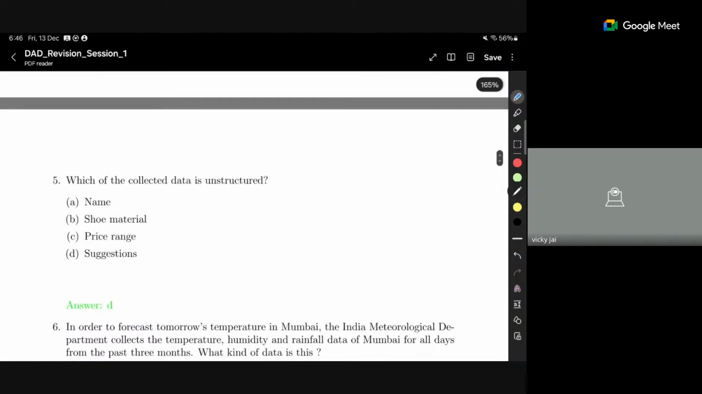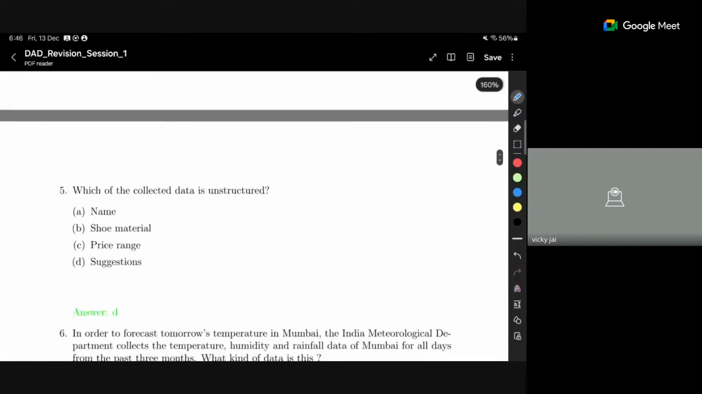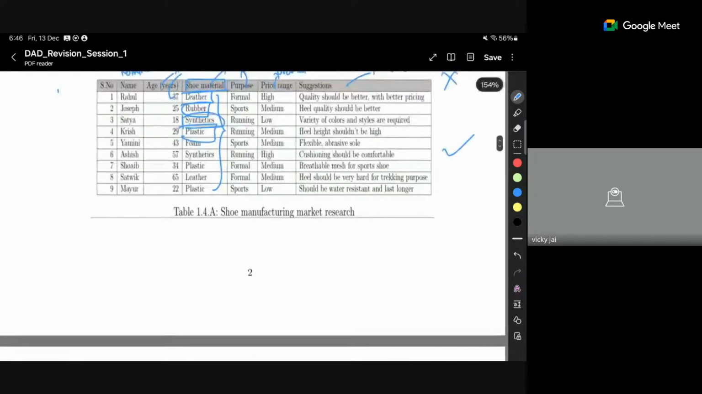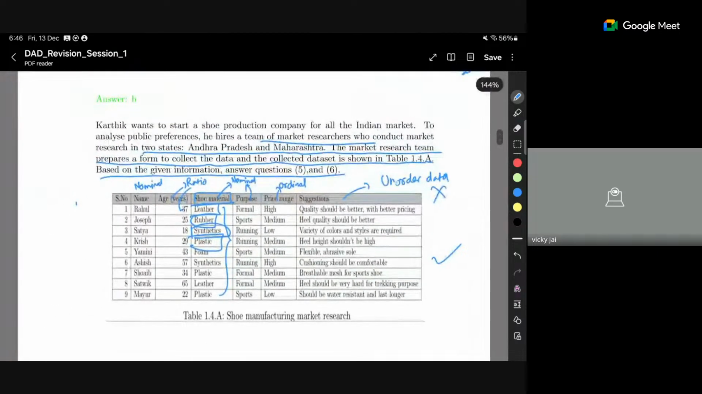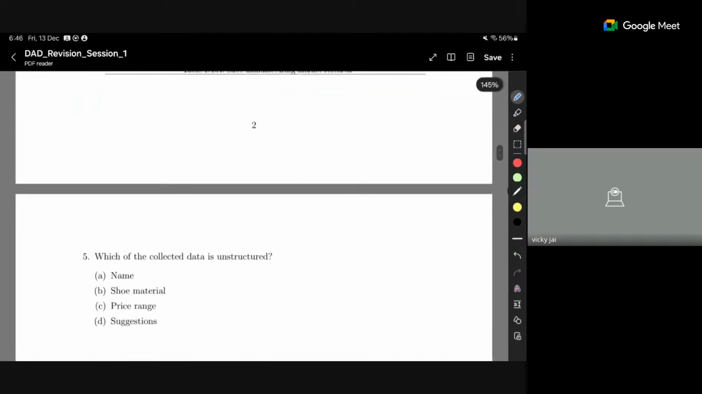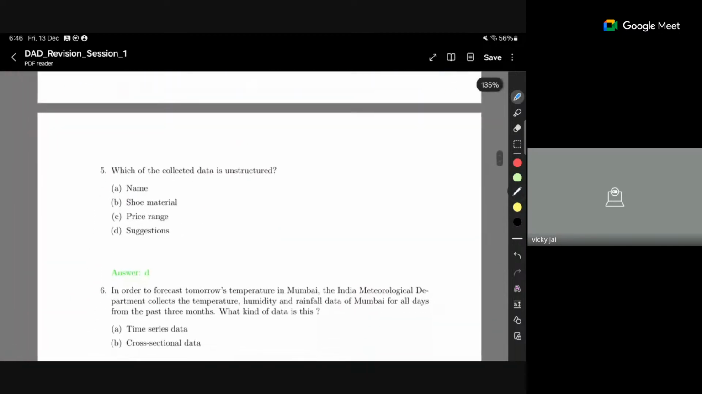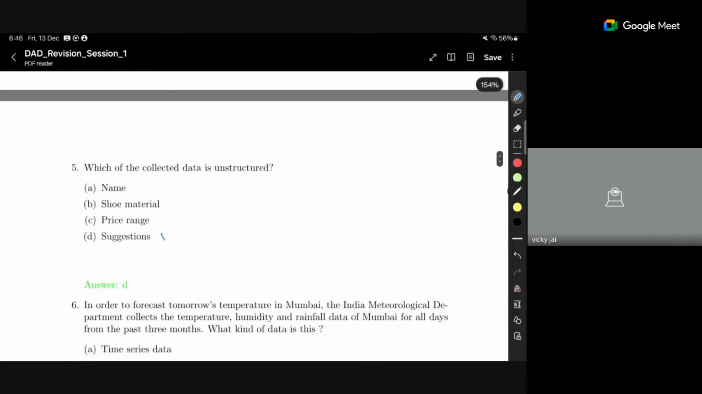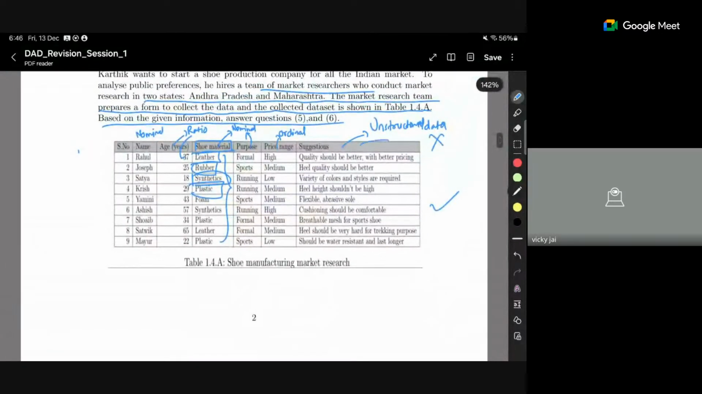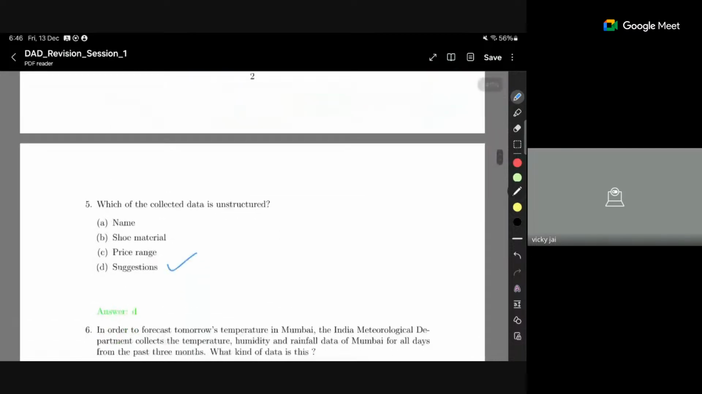Now, they're asking which of the collected data is unstructured. Oh, okay. You can say this is unstructured data as well, right? This is structured data, the rest of them, but this is unstructured. Unordered is actually a little different: there's no order, but this is unstructured. You can say there's no structure that they follow, right? So what is it? Suggestions, yeah. Suggestion is the unstructured data.